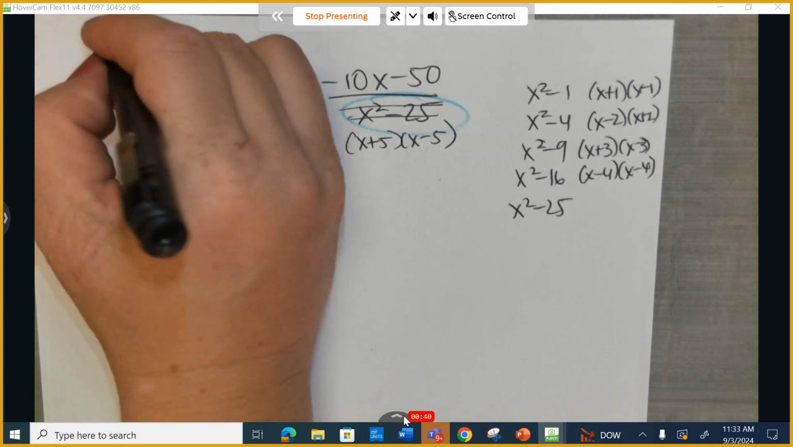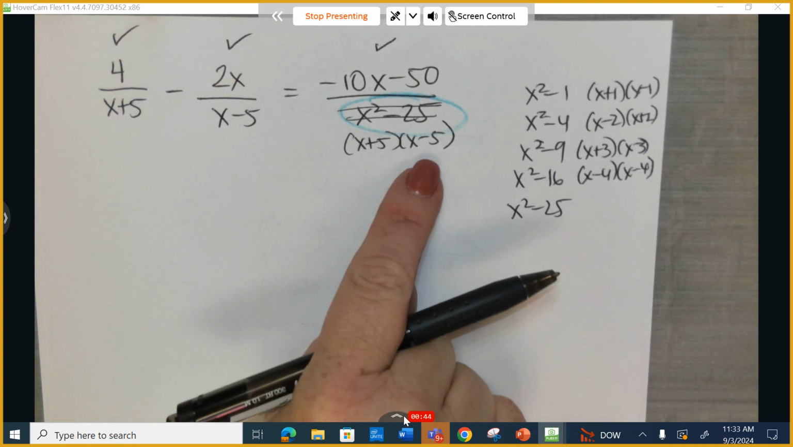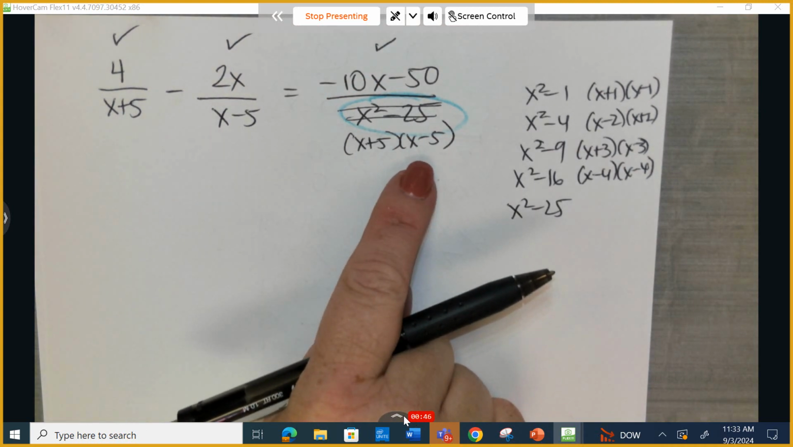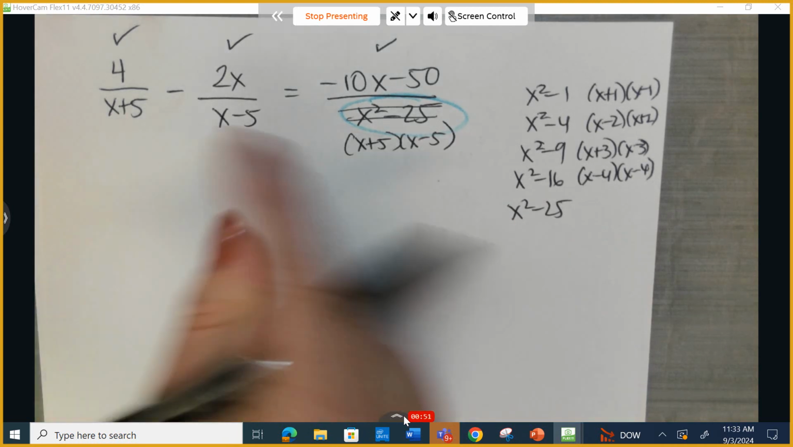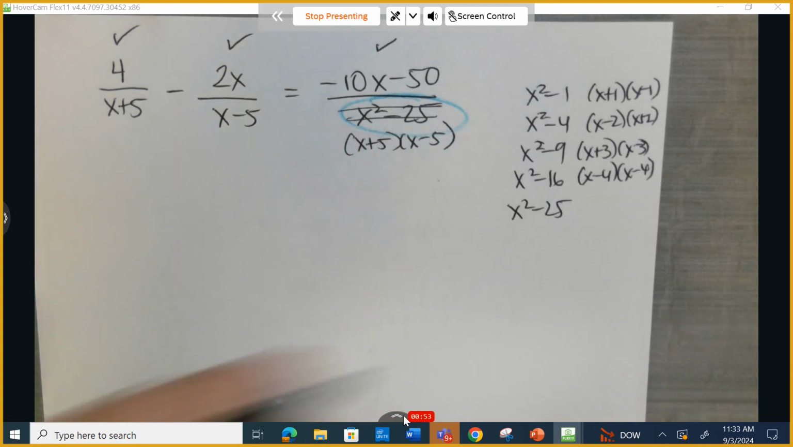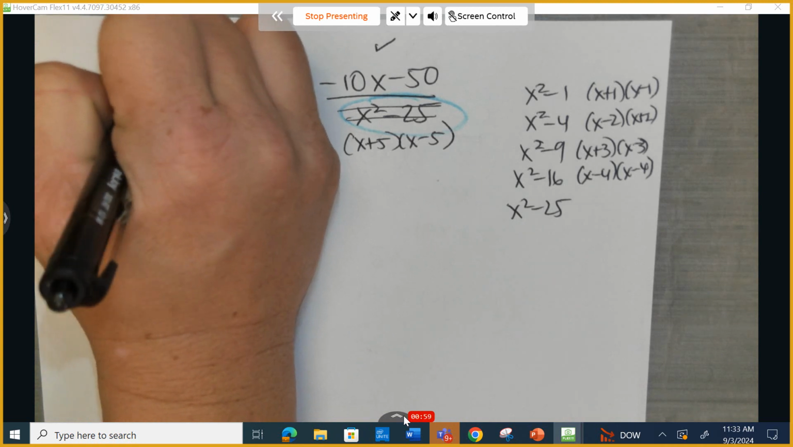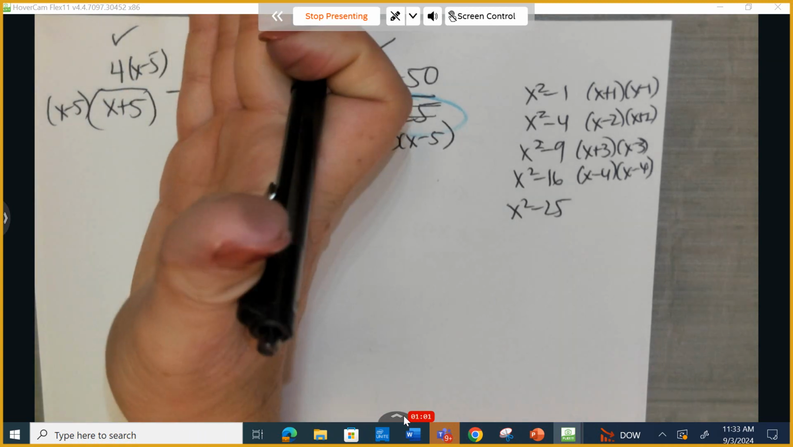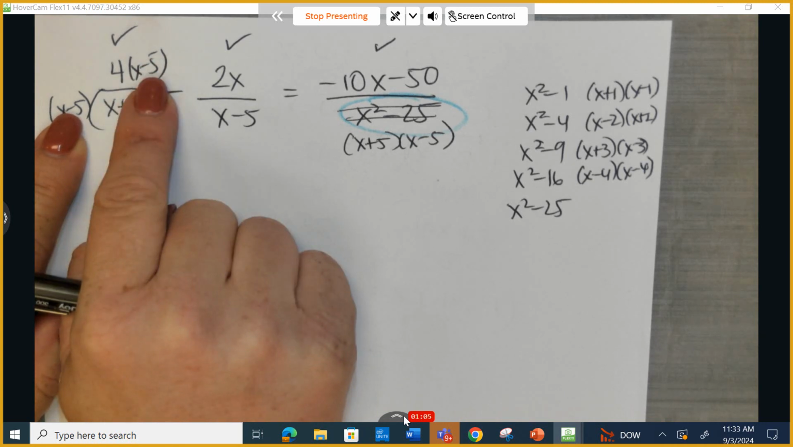So we have three different groups here, and I want the denominator to be x plus 5 and x minus 5. So what is this denominator missing so that would look like x plus 5 and x minus 5? What's it missing? It's missing x minus 5. Whatever we attach to the bottom, we must also attach to the top. We have to keep the same value intact. So I attached an x minus 5 and x minus 5, bottom and top.